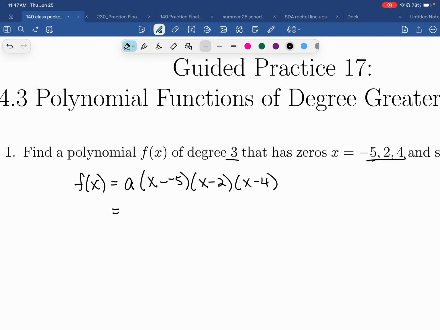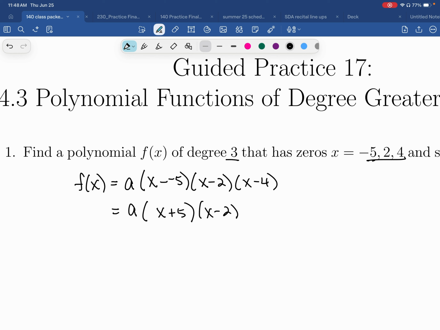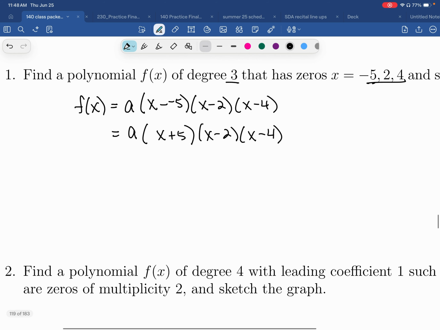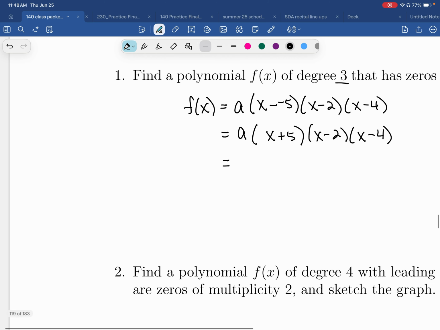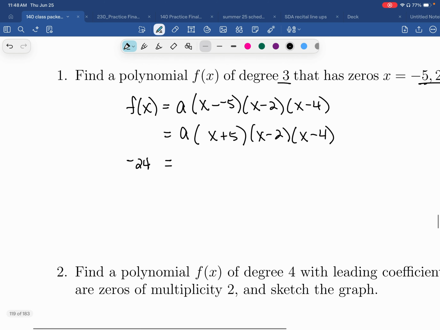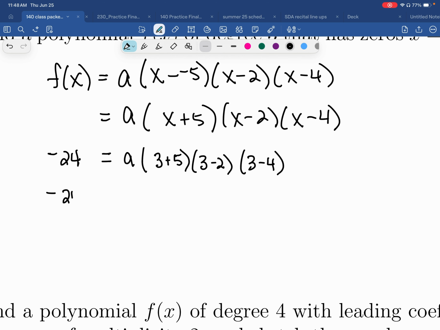From there, let's clean up that minus the negative. So that's going to be a times x plus 5, x minus 2, and x minus 4. From there, we're going to find that a. We are going to use that piece of information that f of 3 is -24. So we're going to plug in a -24 for the f of x and a 3 for the x. So that's a times 3 plus 5, 3 minus 2, 3 minus 4. And that's -24 equals a times 8 times 1 times -1.